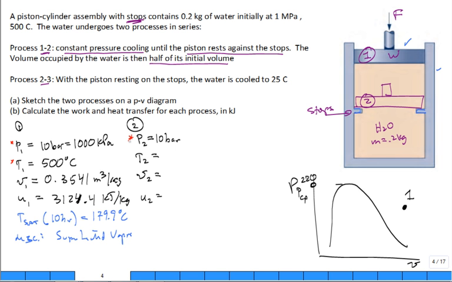So which of these properties, clicker question, do I have the best chance of getting to know given the information? A, temperature at 2, B, specific volume at 2, C, internal energy at 2. I'll take your responses right now.